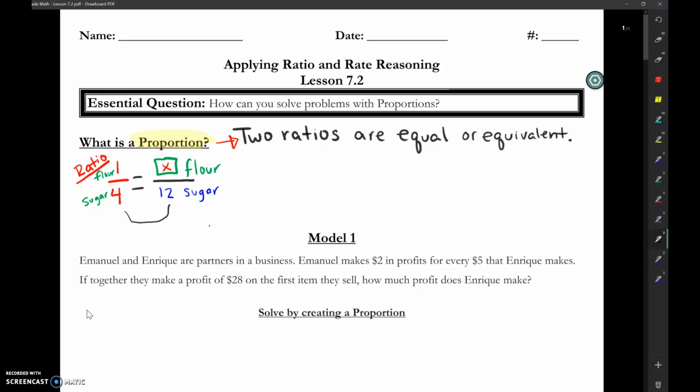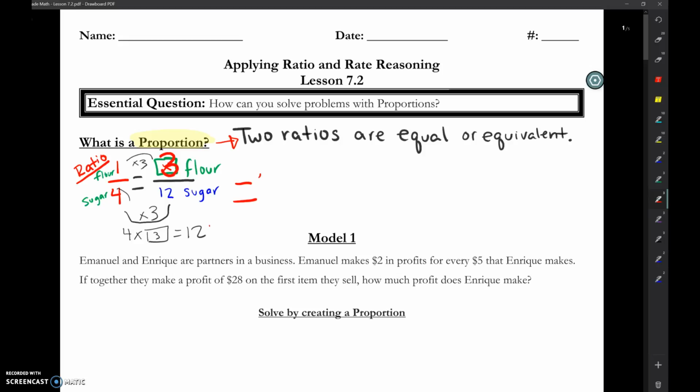So then how do we go from 4 to 12? So 4 times some number equals 12. And so we all know that it's times 3. 4 times 3 equals 12. So whatever we do on the bottom, we do on top. And so 1 times 3 is 3. So if we had 12 cups of sugar, we would need 3 cups of flour.